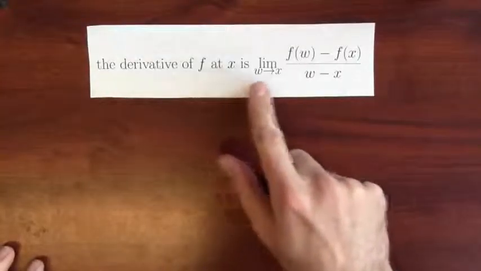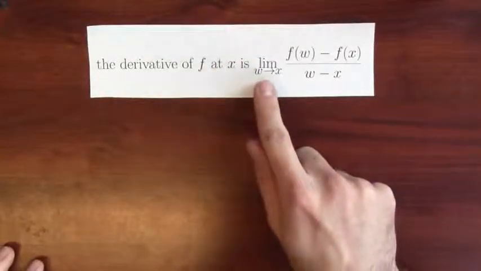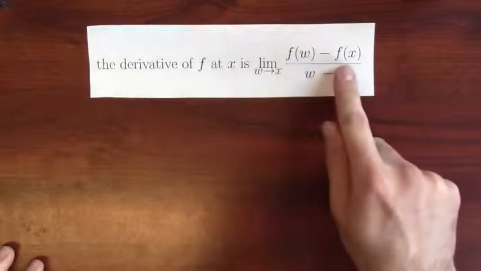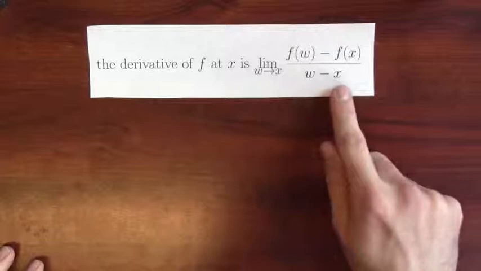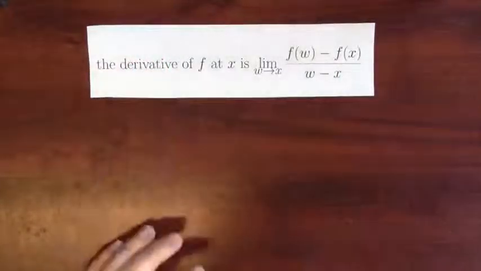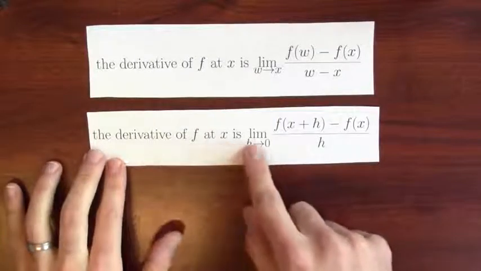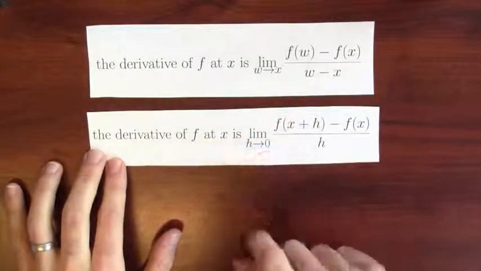Sometimes you'll see different definitions of the derivative. Here's an equivalent one. The derivative of f at x could equivalently be defined as this limit, the limit as w approaches x of f of w minus f of x all over w minus x. Now, how does this definition relate to our original definition of derivative? The derivative of f at x is this limit involving h.